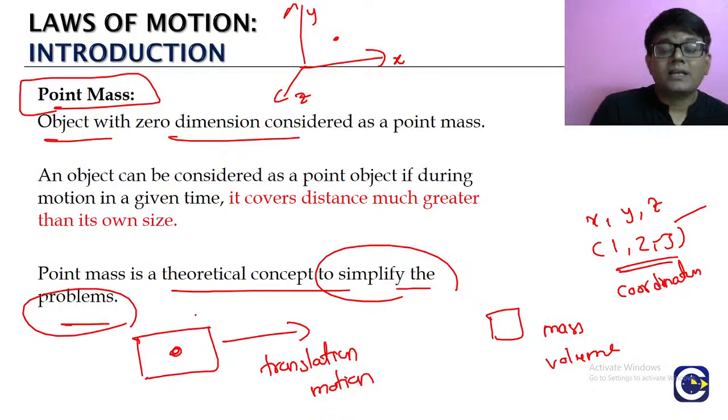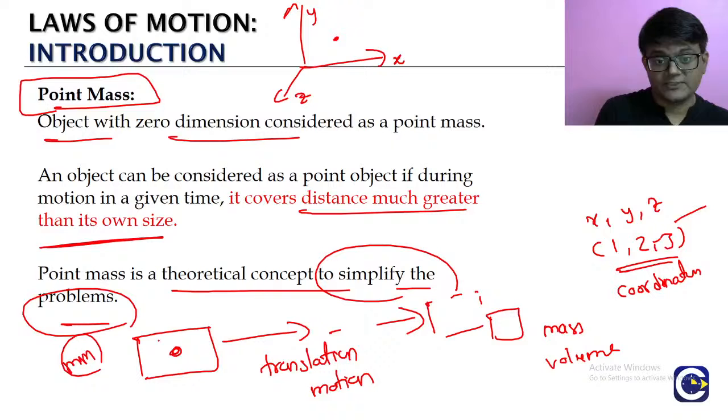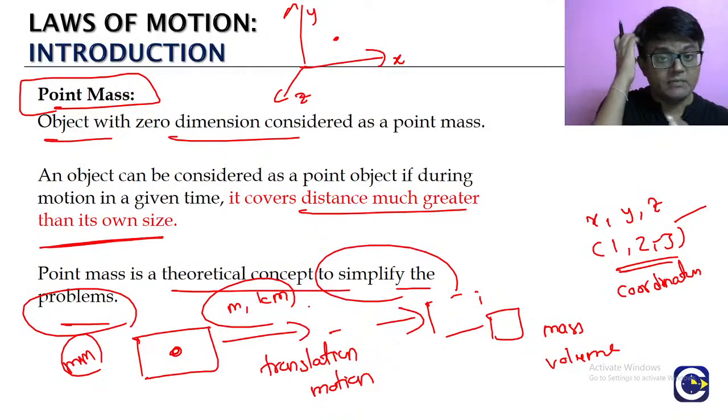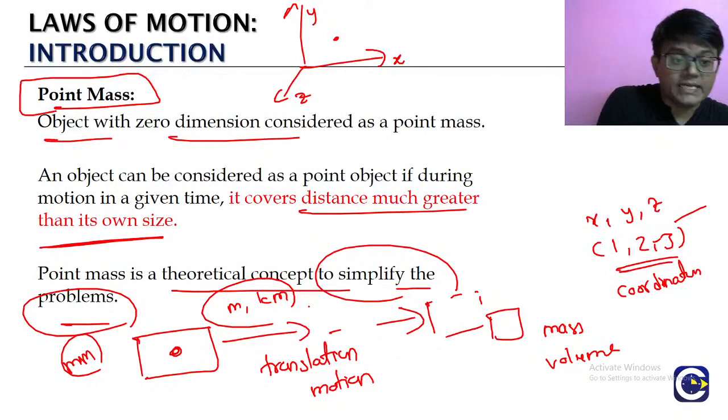But under what conditions could this assumption be fair? When we look at the motion of the body, we talk in terms of the displacement of the body or the distance covered. If the displacement or the distance covered is much greater than the actual size of the body, say the size of the object is in millimeters and the distances covered are in meters or kilometers, the distance covered is of much higher magnitude than the size of the body. Under those conditions, this point mass assumption will be fair.